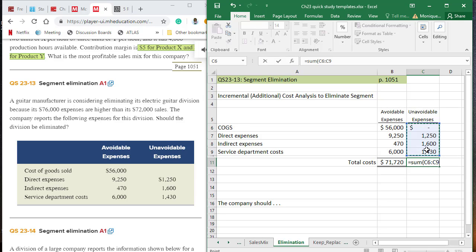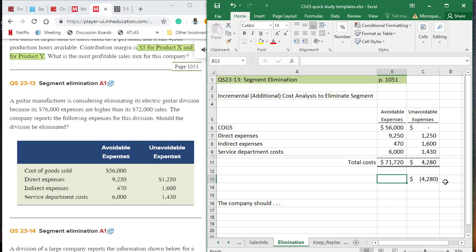So if we got rid of this guitar line, we could get rid of $71,720, but we would only have $4,200 that are still going to remain. So we're still going to have that additional expenses. So we're looking at a loss of $4,280 if we get rid of it.